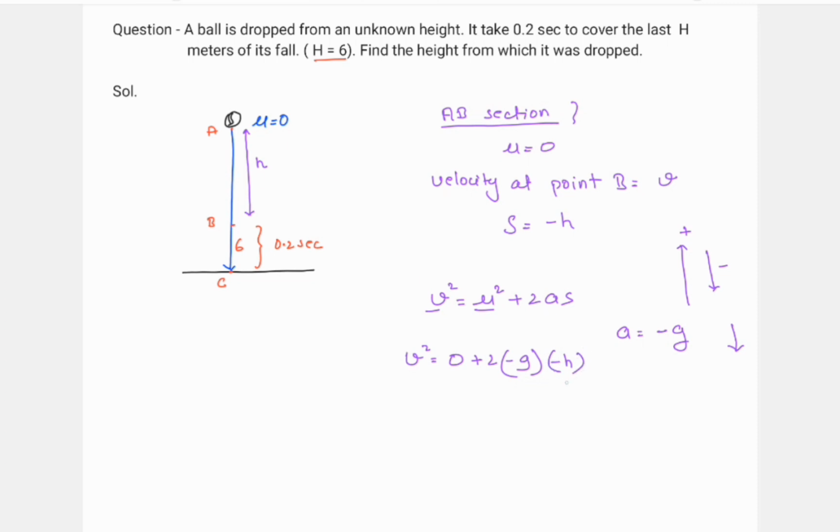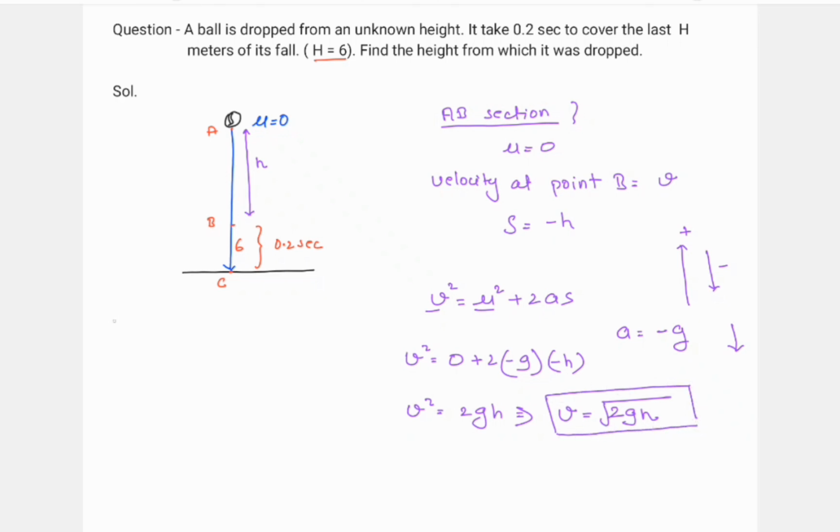Is it clear why I have taken minus of h? Because the ball is traveling from A to B downwards. That's why I have taken minus h. V square is going to be 2gh. Here I can write V is equal to under root of 2g small h. This is the value of V.